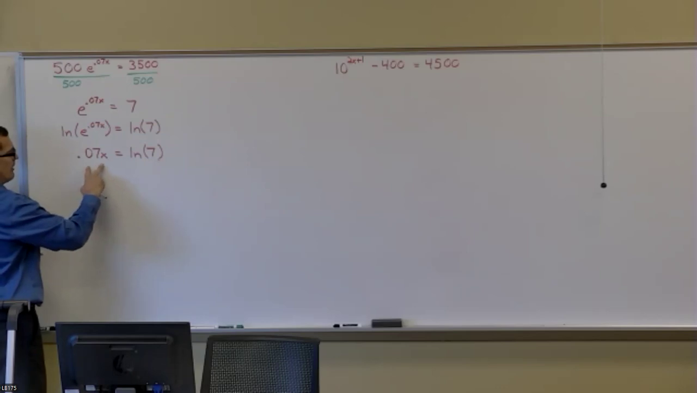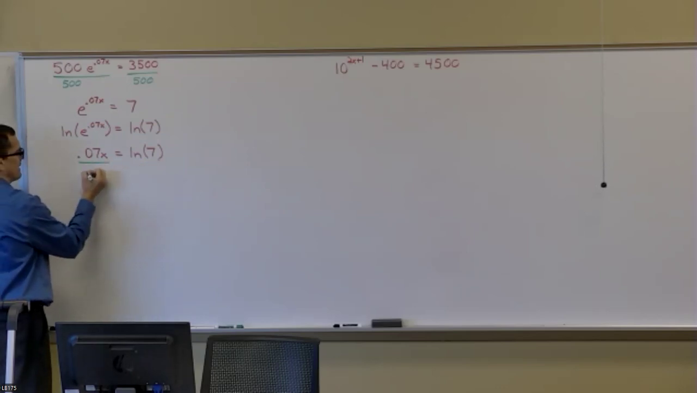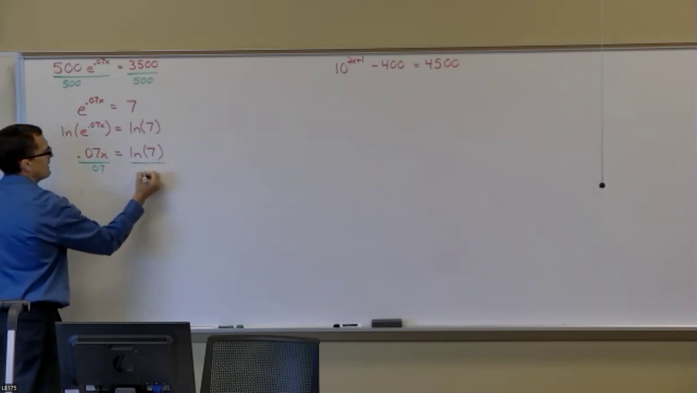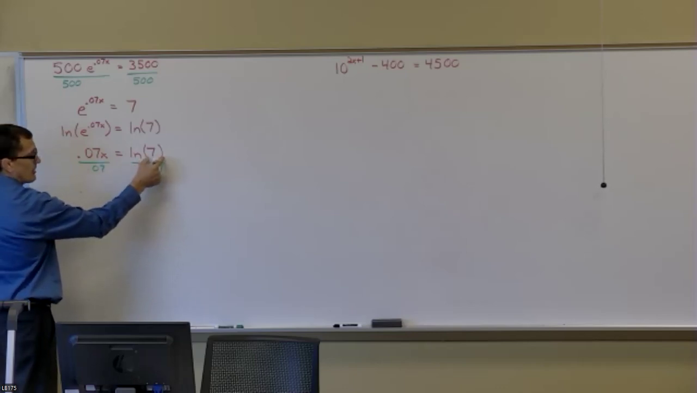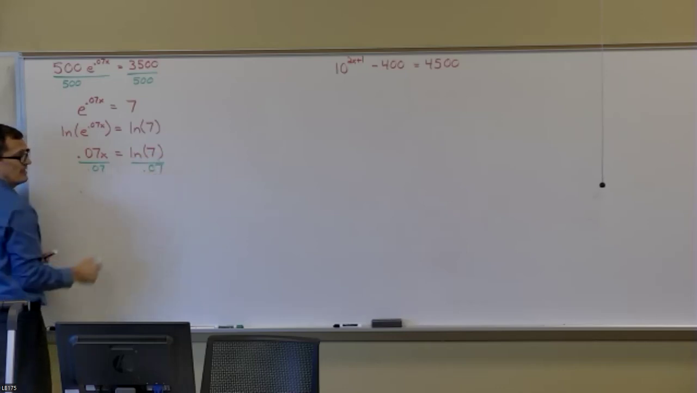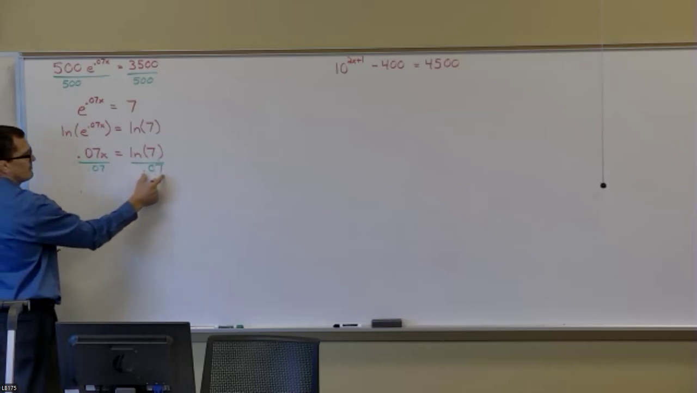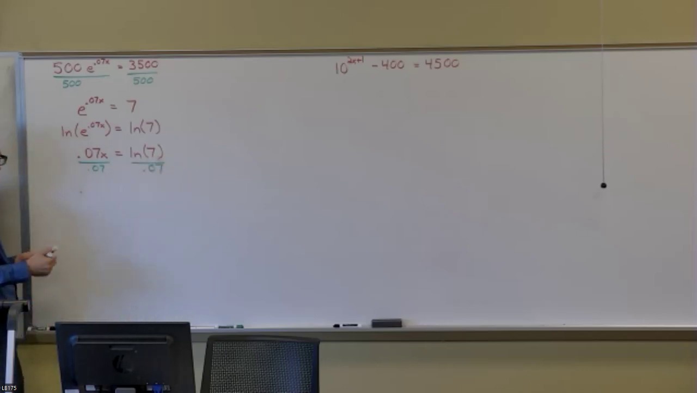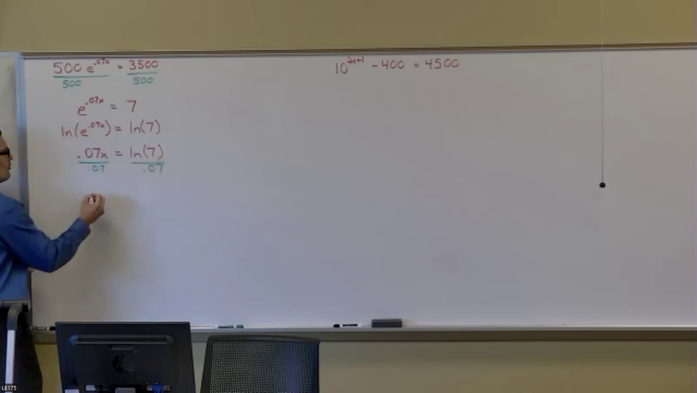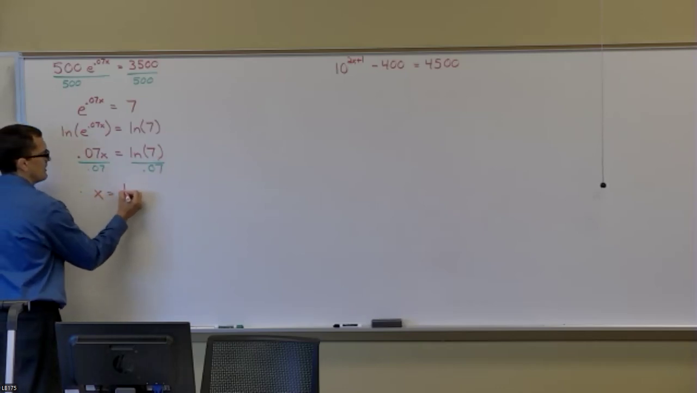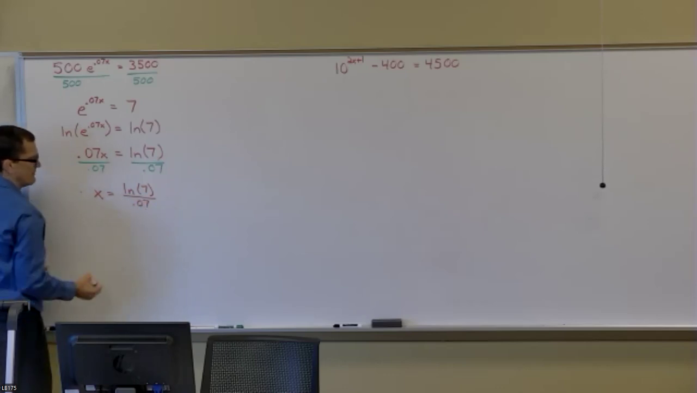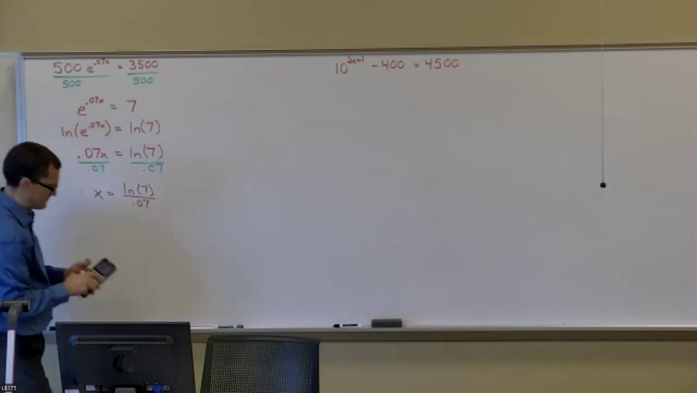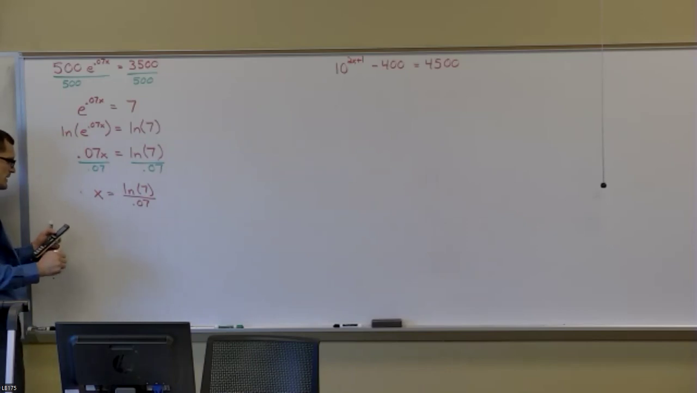Then to solve for x, all I have to do is divide both sides by 0.07. Be careful when you do that. It's natural log of 7 here, argument 7, and dividing by 0.07. So don't put the divide by 0.07 inside the argument, in other words. We'll get an exact value of natural log of 7, all divided by 0.07. And that's about 27.80.